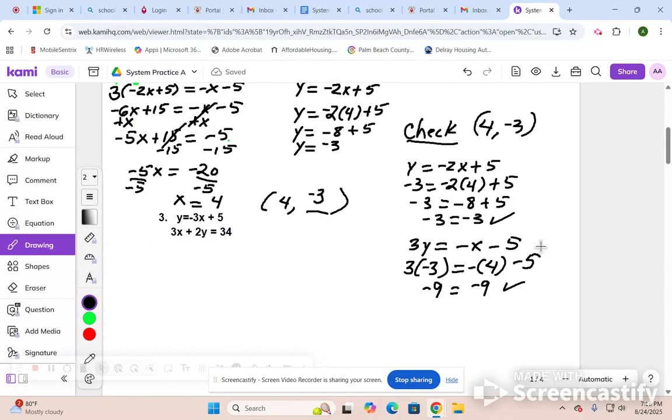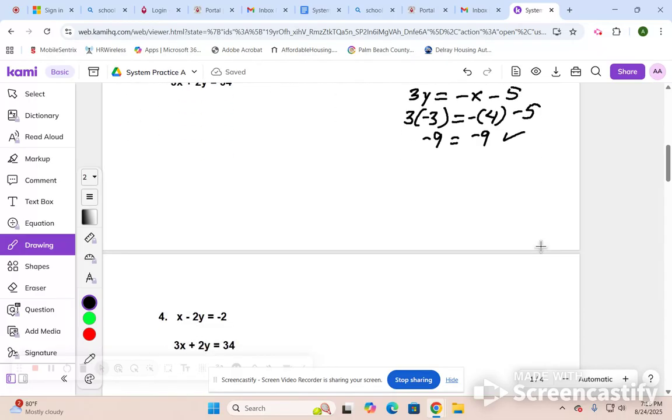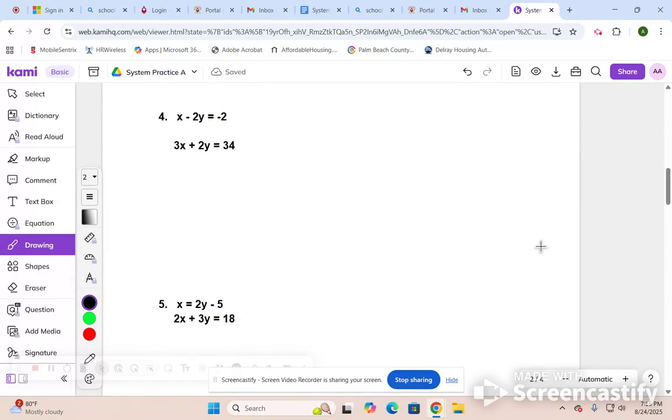Okay, I'm going to skip 3 because it's more of the same. Let's go to number 4. Notice that in number 4, we don't have any equation solved for y, and we don't have an equation solved for x. When we're solving by substitution, one of the equations has to be solved for y or solved for x. So let's look at the top equation.